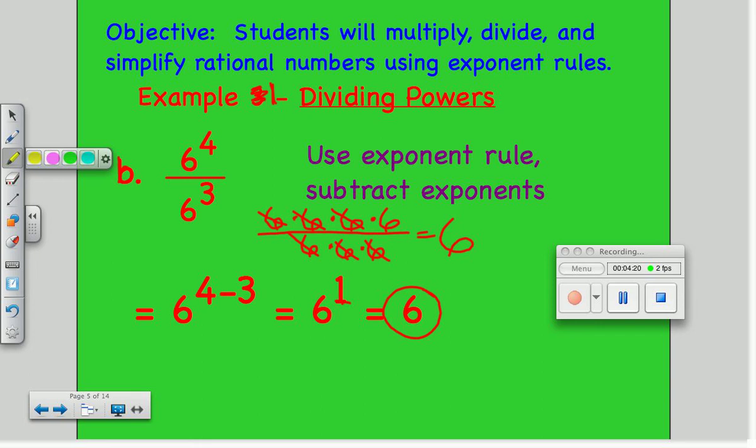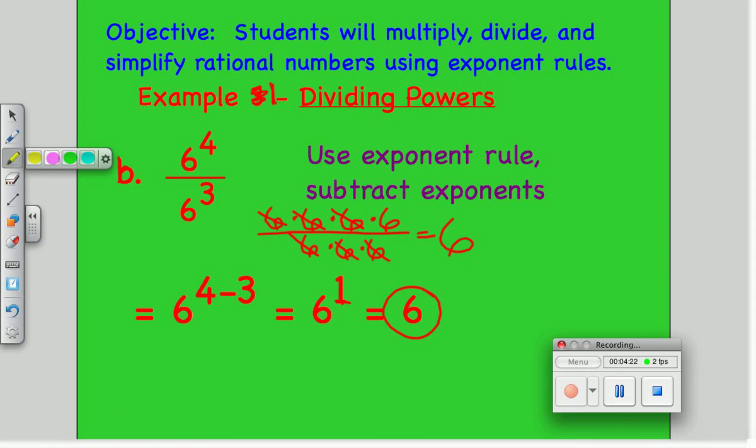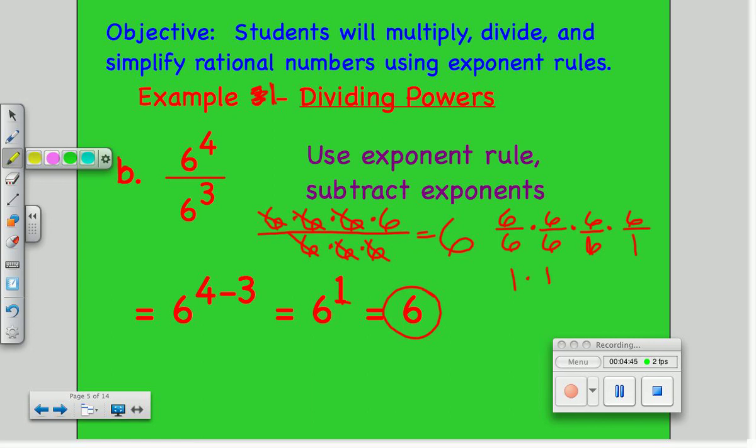All right? So, let's look at this again for a second. This is what I want to show you. If I were to separate all this out, it would look like 6 over 6 times 6 over 6 times 6 over 6 times 6 over 1. Right? 6 over 6 is the same as 1, three times. And 6 over 1 is the same as 6. So 1 times 1 is 1, 1 times 1 is 1, 1 times 6 is 6. Your answer is 6.